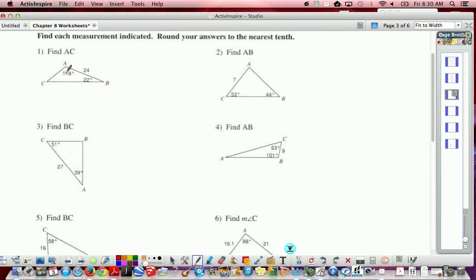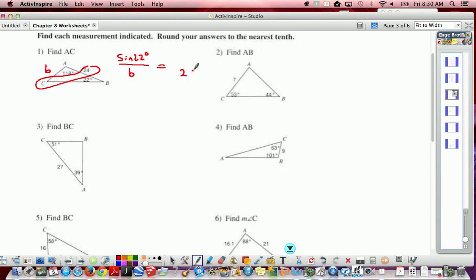So what I like to do is label it with the letters. So I have angle B, across from it is little b. So I can go ahead and start off by saying, all right, sine of 22 degrees over little b is one of the ratios I'm going to use. Now, to get the other ratio, I have to look at the side that I have. Well, I have this side right here. However, I don't have angle C yet.